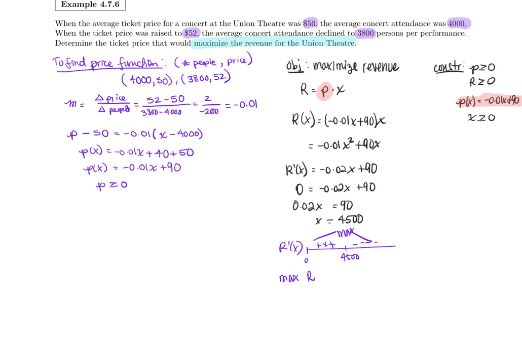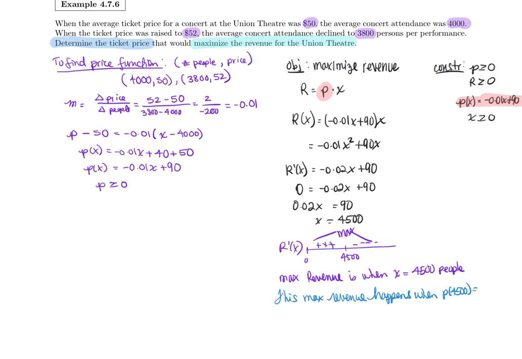So our maximum revenue is when X equals 4,500 people or tickets in attendance. But that's not exactly what the question asked for. The question asked us to find the ticket price. So we need to finish this up by finding, so this maximum revenue happens when P of 4,500 equals what price?